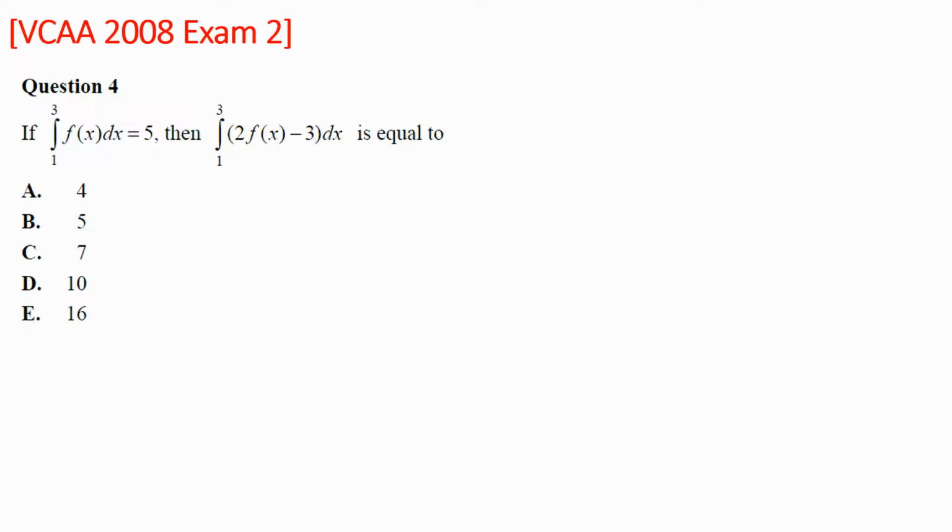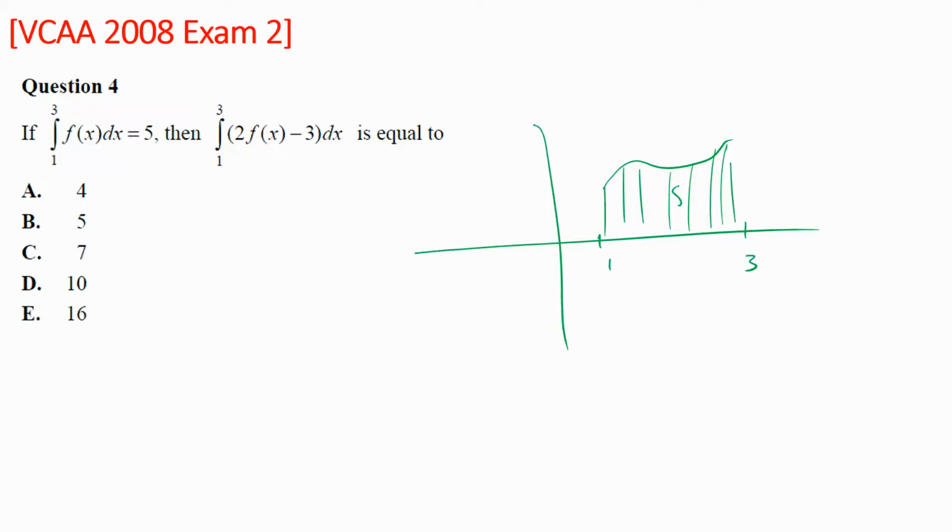Let me show you again. You can do it either mathematically or visually. Visually, just think about it this way. You've got a distance from 1 to 3. I don't care what the function is, it could look like that. The point is I know the area is 5.